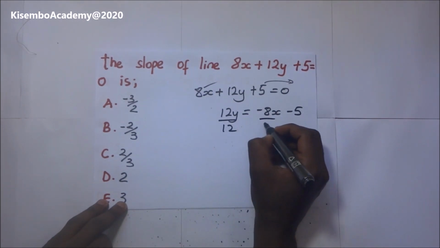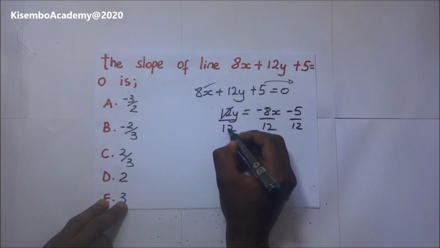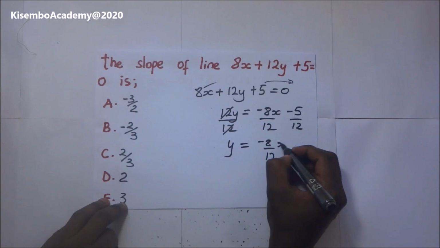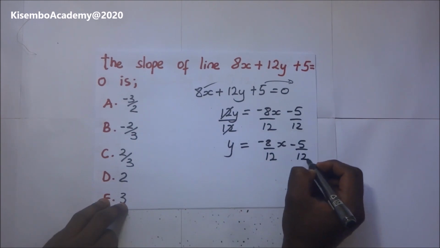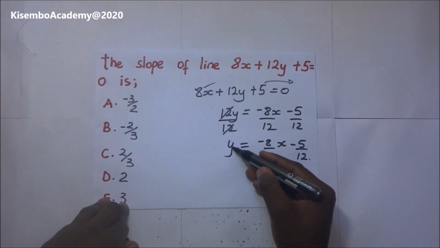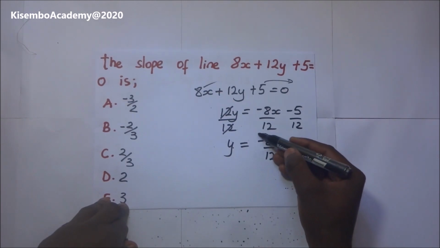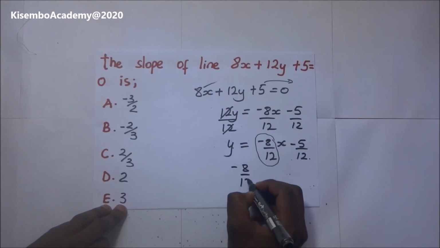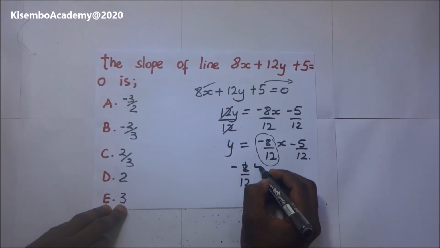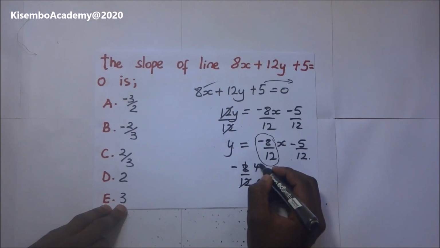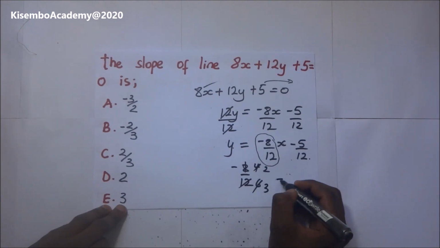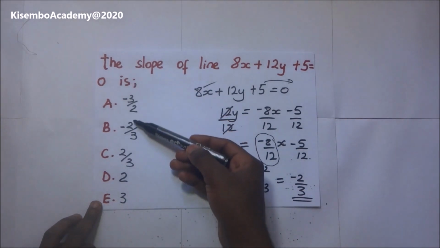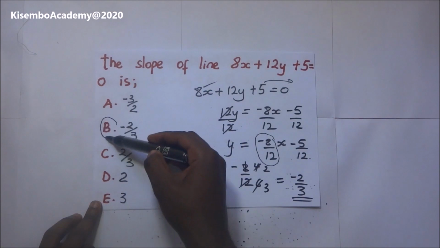Divide both sides by 12. This goes with that, you remain with y as -8 over 12 x minus 5 over 12. Now, this is in the form of y is equal to mx plus c, and we all know that this is the gradient. So, negative 8 over 12, to simplify this further, by 2 we have 4, by 2 we have 6, by 2 we have 2, by 2 we have 3. So the answer is negative 2 over 3, that is the ultimate slope. So coming here, negative 2 over 3 is B.